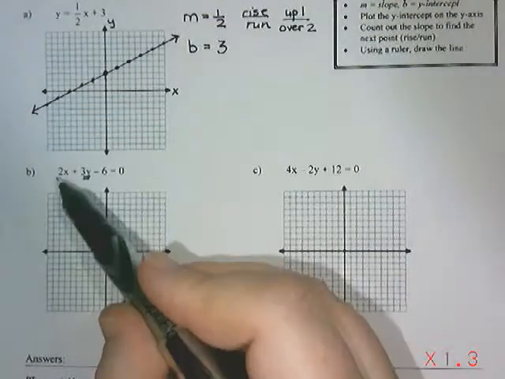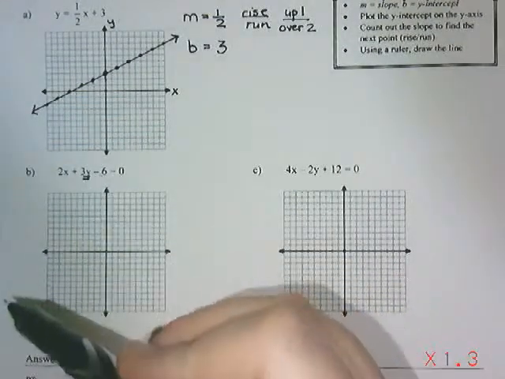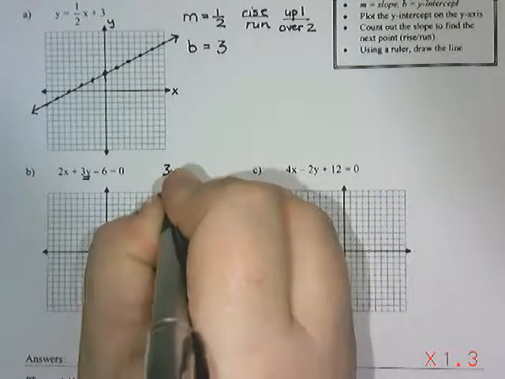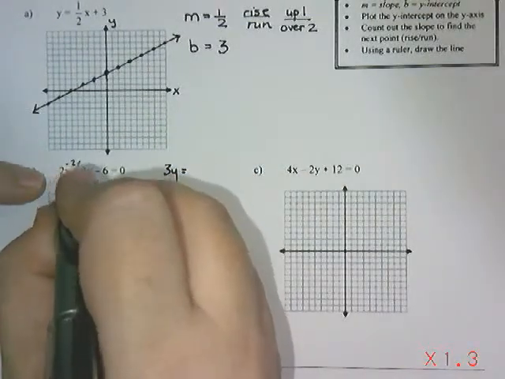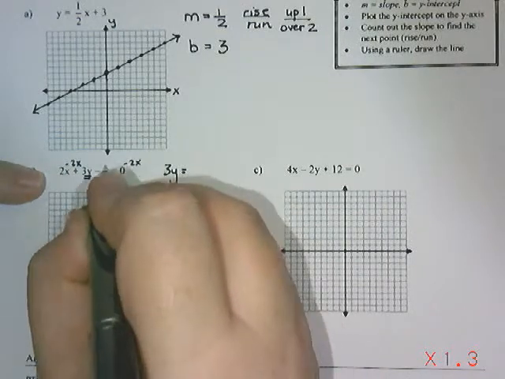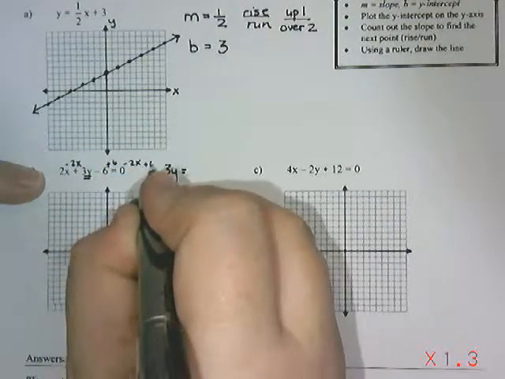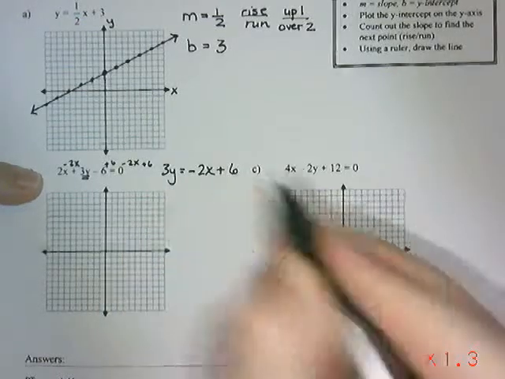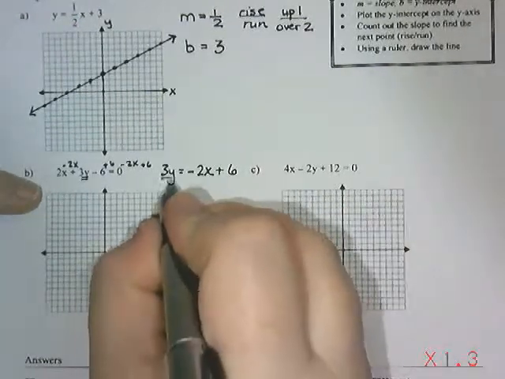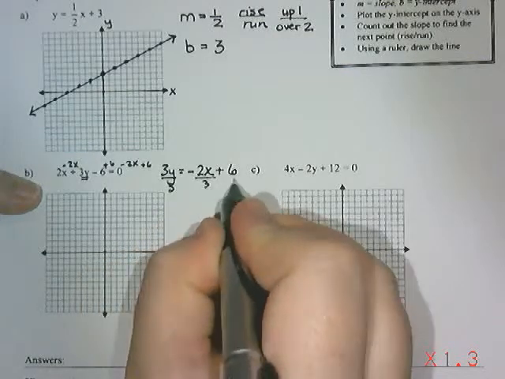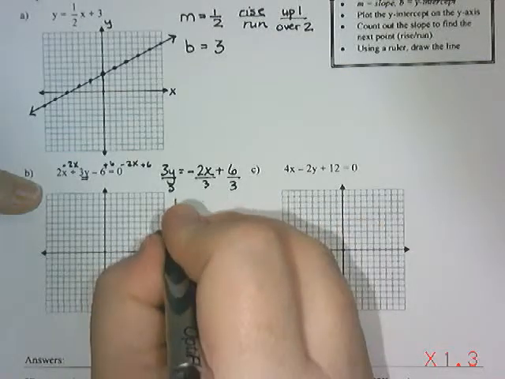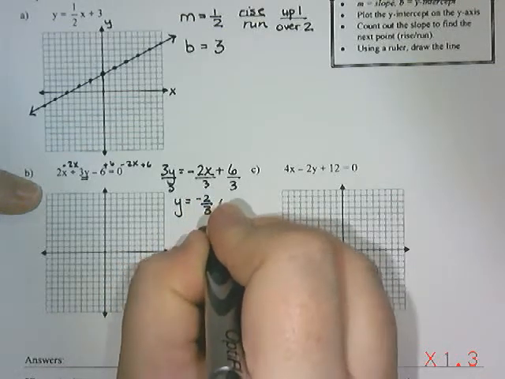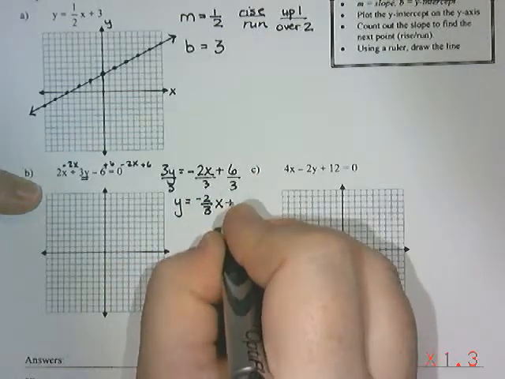So I would start by moving the 2x and the minus 6 to the other side. So I'm going to get 3y equals, I'd have to subtract 2x and add 6. So it's going to equal minus 2x plus 6. And then I would divide both sides by 3. And you have to divide everything. So I would get negative 2 over 3x. And 6 divided by 3 is plus 2.